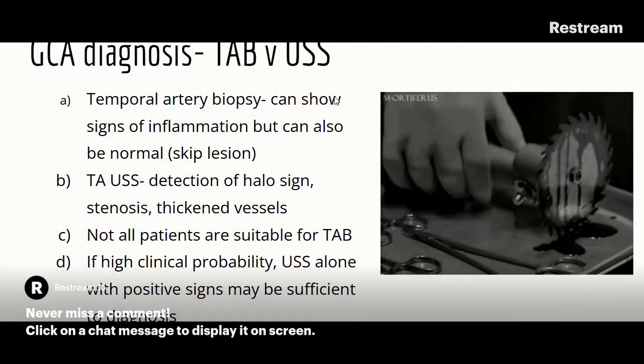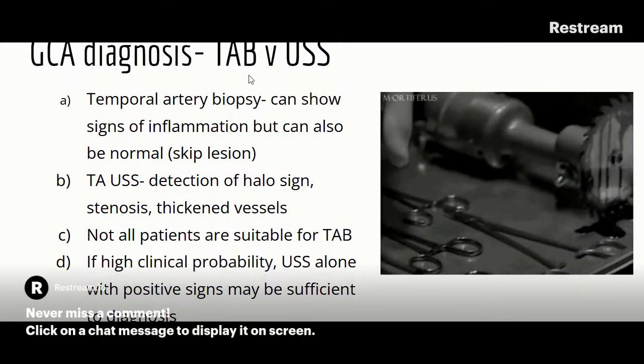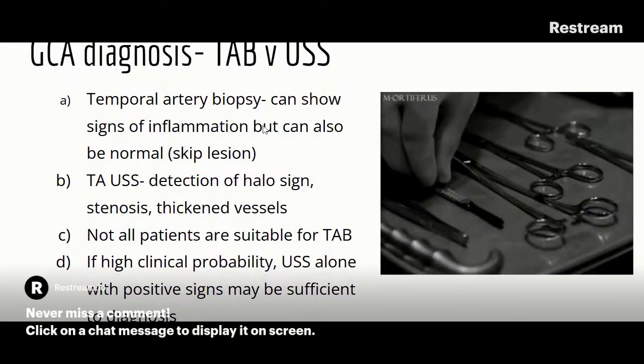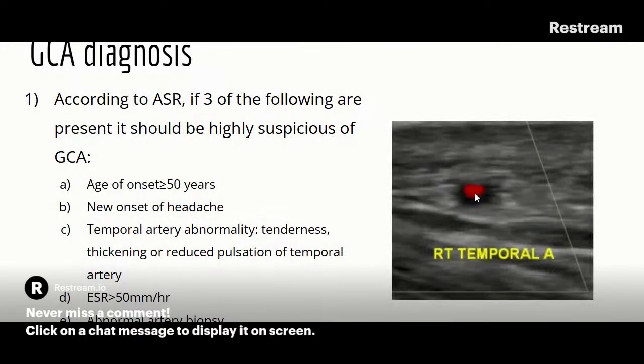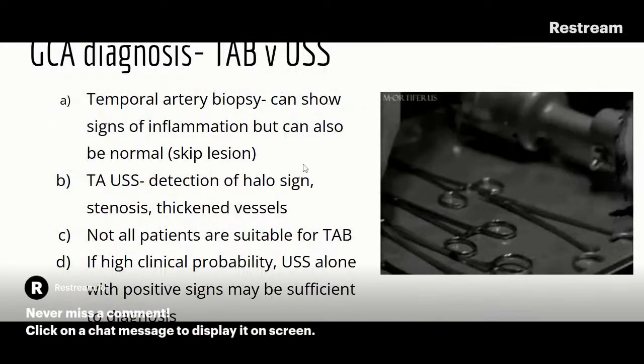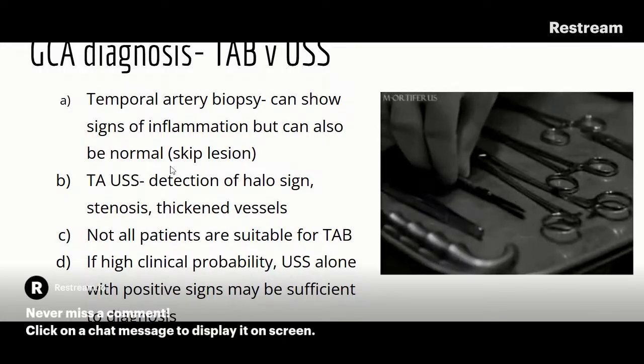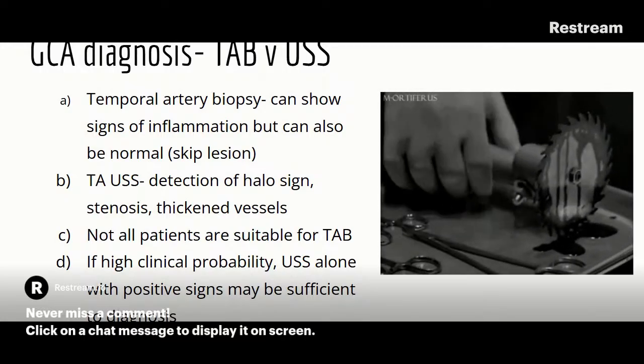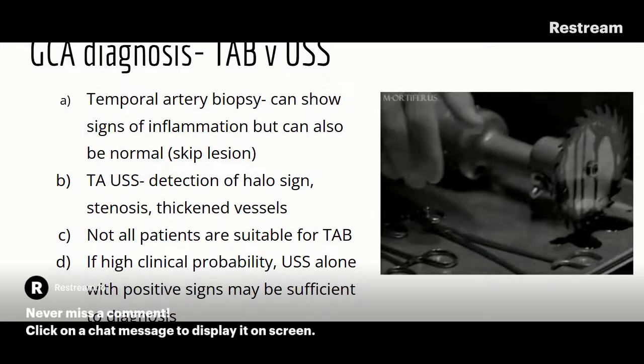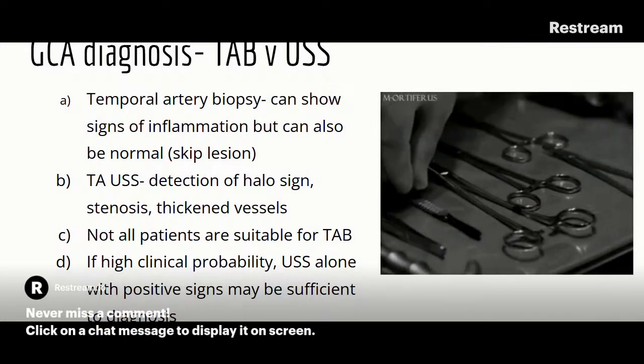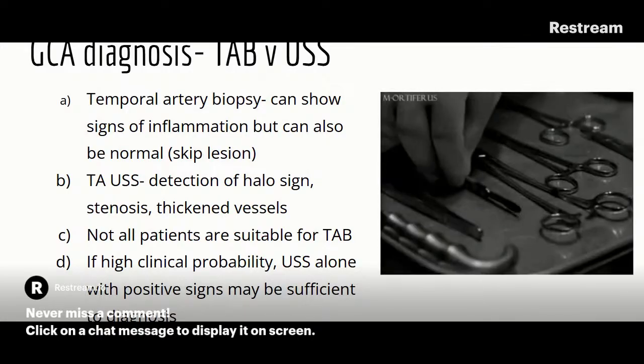So you've got two main diagnostic tools: your temporal artery biopsy and your ultrasound. If you go back here, you can see around here, this is your right temporal artery. This here is your actual blood flow. You can see the Doppler going through. The rest of this is so inflamed that blood isn't allowed through properly. So a temporal artery biopsy can show signs of inflammation, but can also be normal. You can have skip lesions, so it's usually recommended that you take about two samples at the very least.